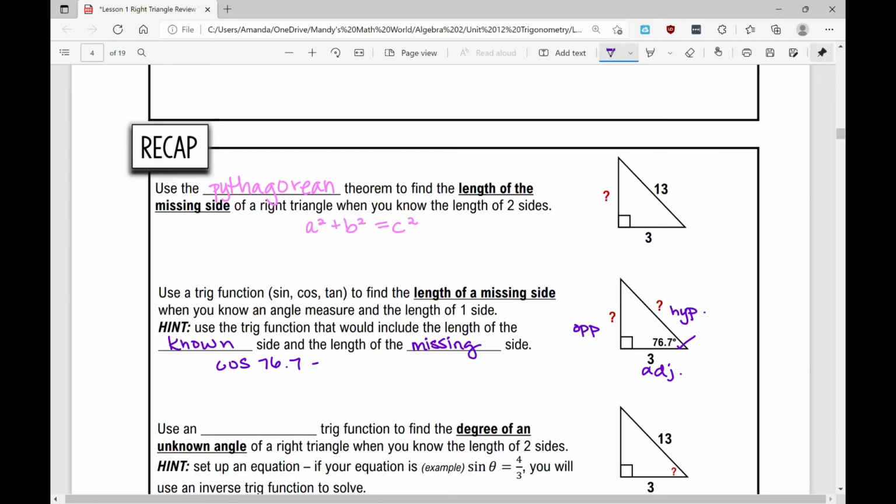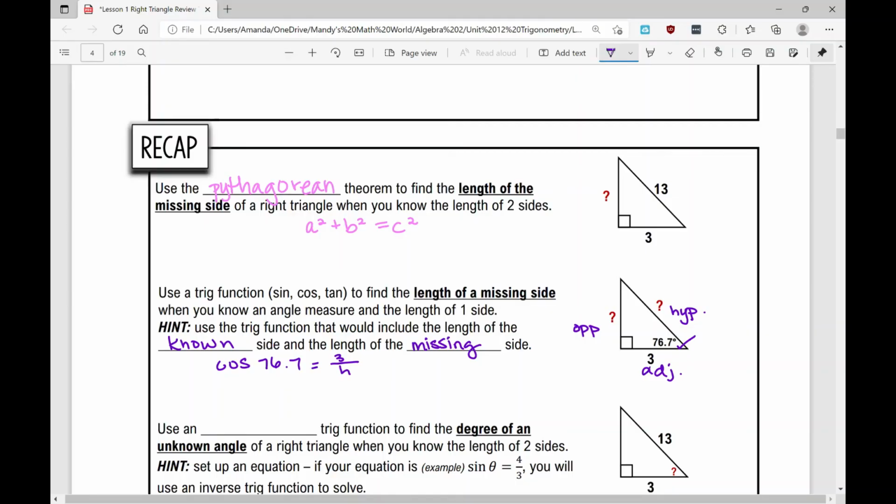And that's going to be the ratio of the adjacent side, which is 3, over the hypotenuse, which I'll call h. Okay, so in this particular case, I know the angle measure, and I've got the length of one side included, and then the length of the missing side included. So how would I do this?